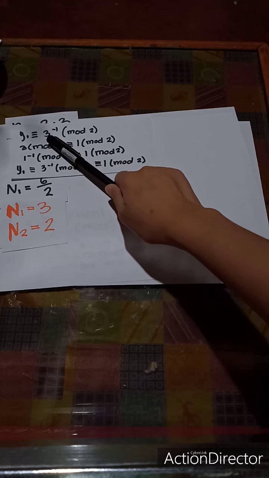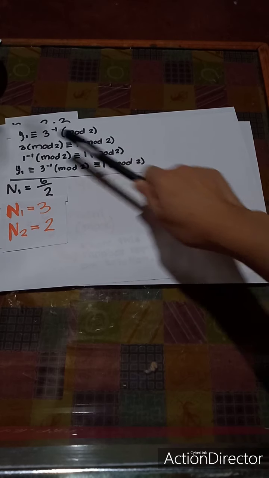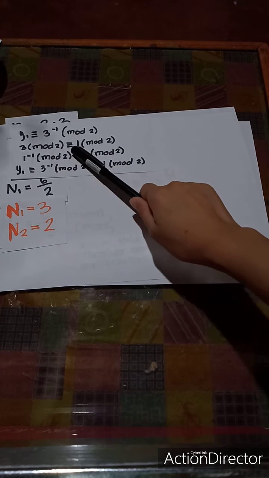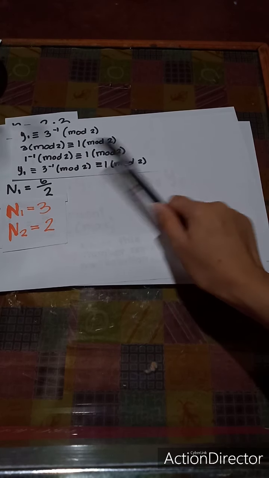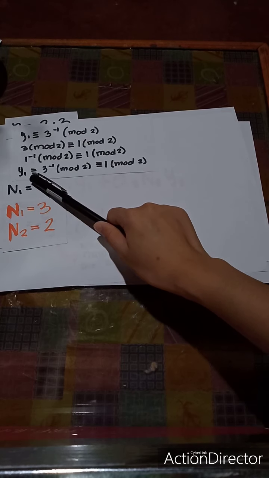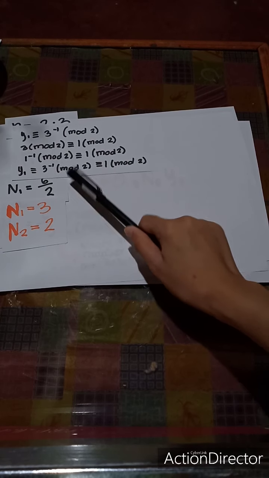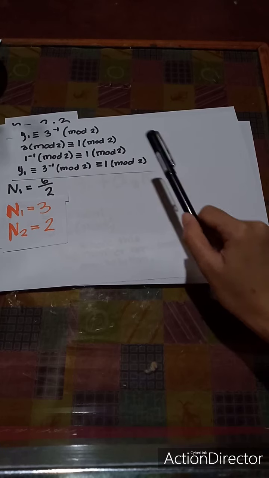Now let us head to the next step. Let's try y1, congruent to the modular inverse of 3 mod 2. 3 mod 2 is congruent to 1 mod 2, and the modular inverse of 1 mod 2 is congruent to 1 modulo 2. So y1, the modular inverse of 3 mod 2, is congruent to 1 mod 2.